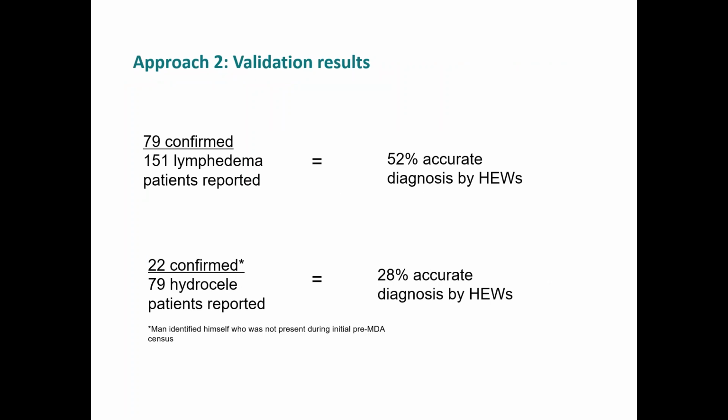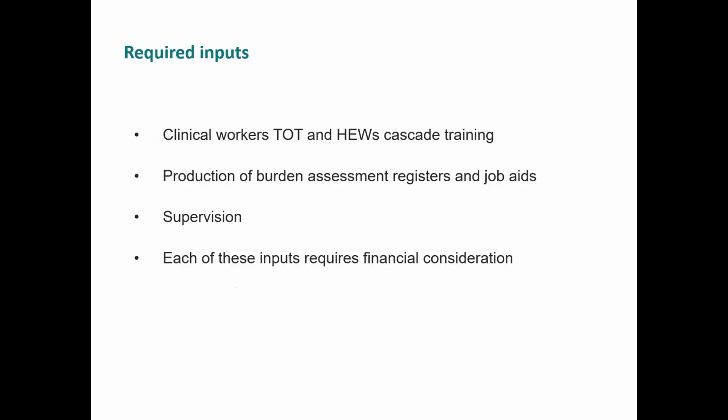This approach's validation result shows that 151 lymphedema patients were reported by the health extension workers, and among these 79 were confirmed as lymphedema, with 52% accuracy of diagnosis by the extension workers. And again, 79 hydrocele patients were reported by the health extension workers, and among these 22 were confirmed by the clinical health workers, with a 28% accuracy of diagnosis by the health extension workers. Next, please.